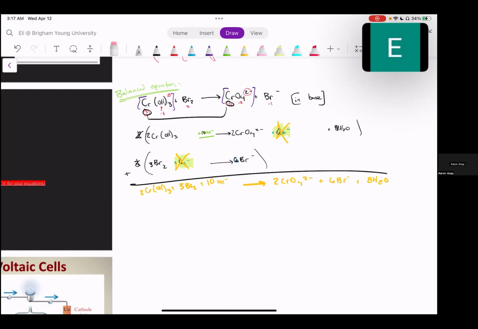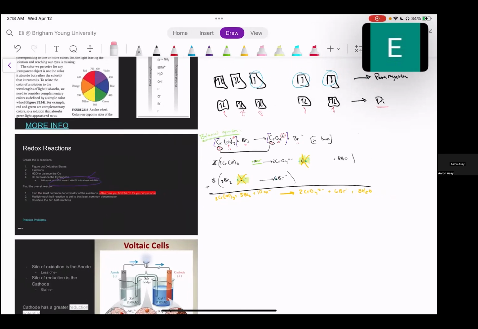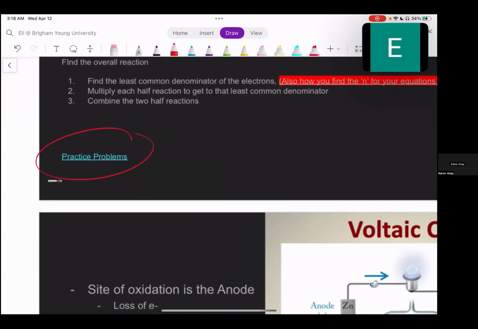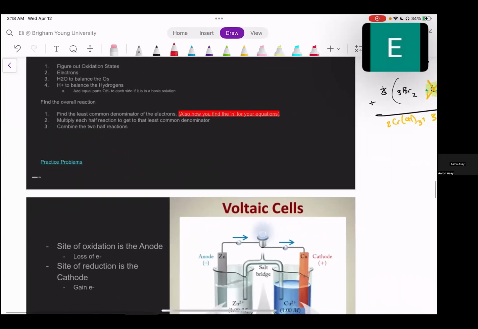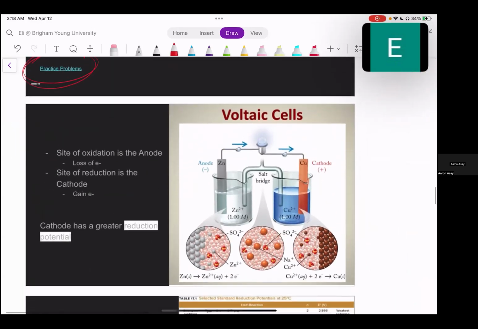You are figuring out how to balance the redox reactions. You are finding the half reactions and finding the overall reactions. So I think this is really good practice for your test. Again, if you have questions, there are more practice problems that you can do over here. Next, we're going to talk a little bit about voltaic cells.